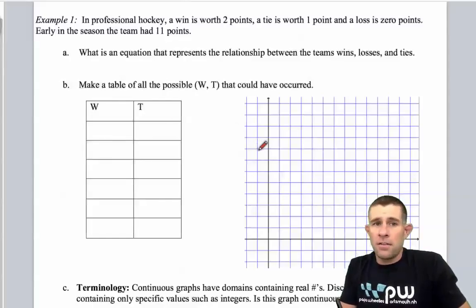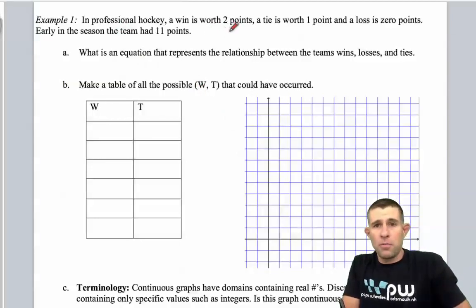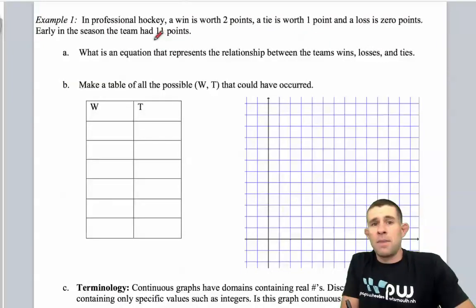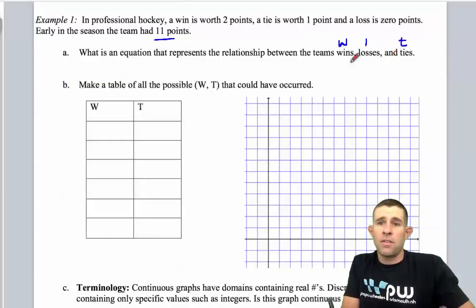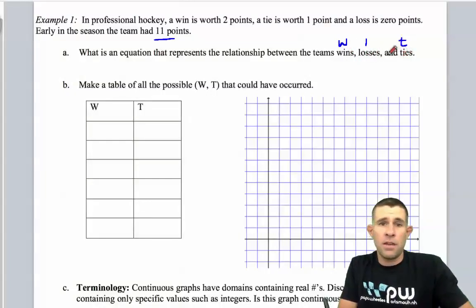All right, let's take a look at our first example here of linear combinations. We see that in a professional hockey game, the winner gets 2 points, a tie is worth 1 point, and losing is worth 0 points. So early on in the season, a team has 11 points. We want to write a linear combination that represents the relationship between the number of wins, losses, and ties. So I'm going to assign W for wins, L for losses, and T for ties.